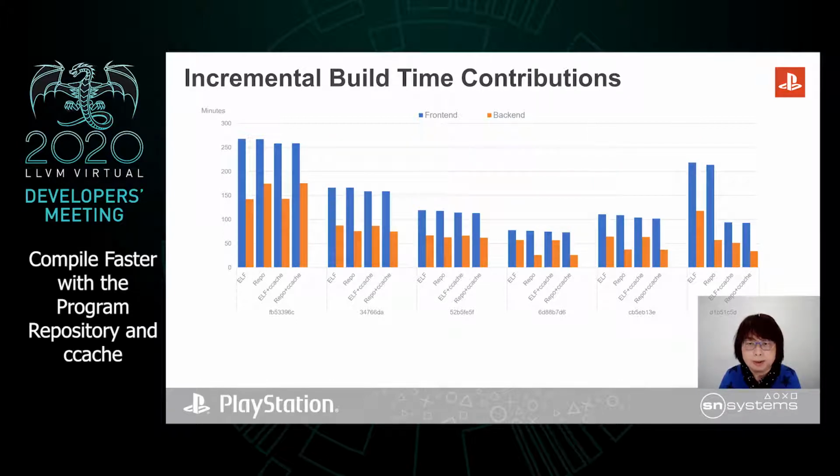This graph shows the incremental build time contributions. Compared to the previous slide, the compiler only builds the changed files. Since Ccache cannot reduce the compilation time for changed files, the 4 configurations have a similar front-end compilation time. However, the back-end compilation time is reduced when targeting the repo. We can see that, except for the first commit, the repo and Ccache together get the shortest compilation time.